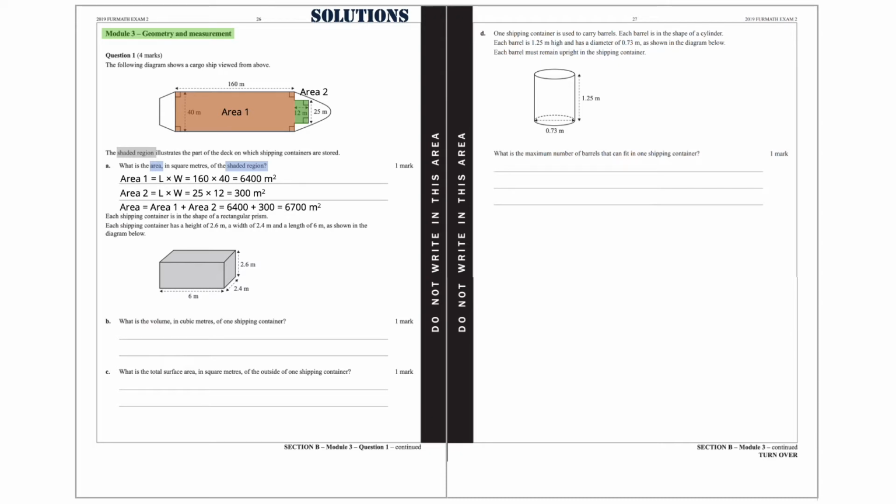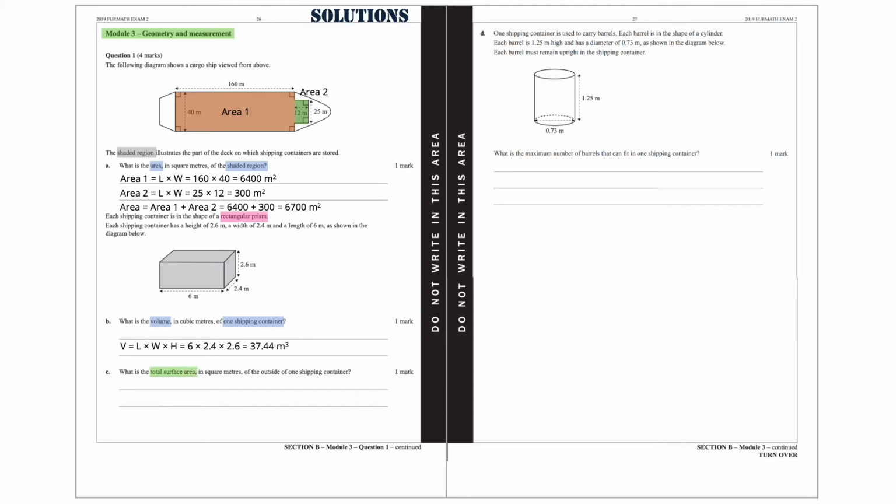Each shipping container is in the shape of a rectangular prism. Each shipping container has a height of 2.6 meters, a width of 2.4 meters, and a length of 6 meters, as shown in the diagram below. Part B. What is the volume in cubic meters of one shipping container? The volume of a rectangular prism is length times width times height, that is 6 times 2.4 times 2.6, that is 37.44 cubic meters.